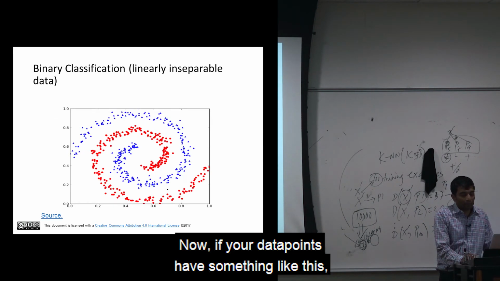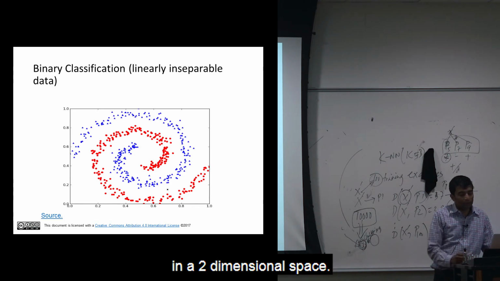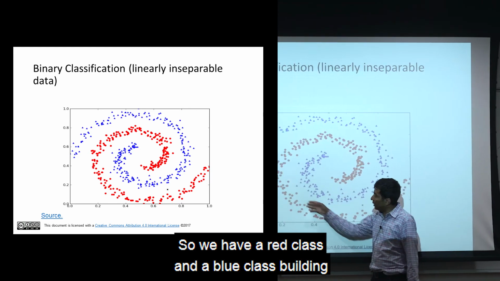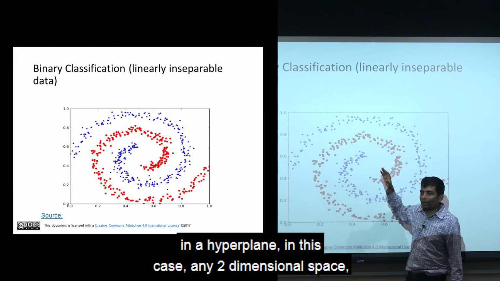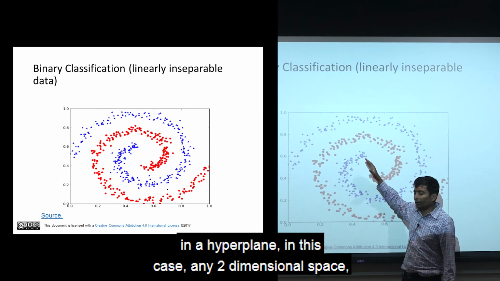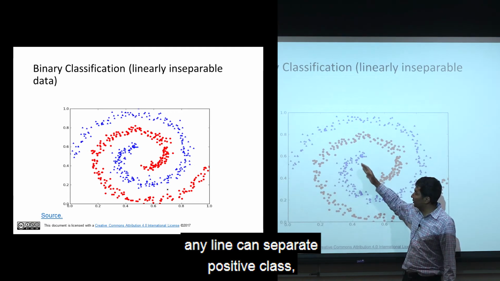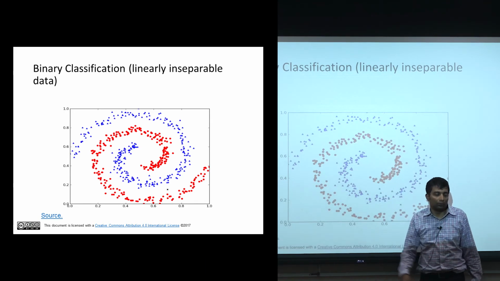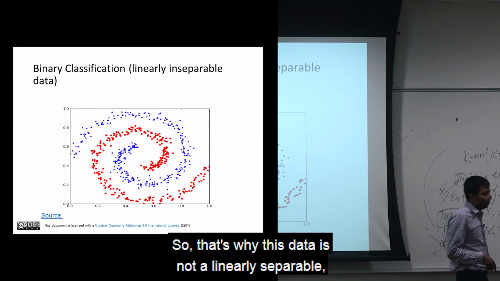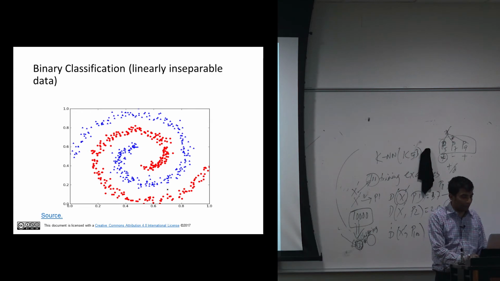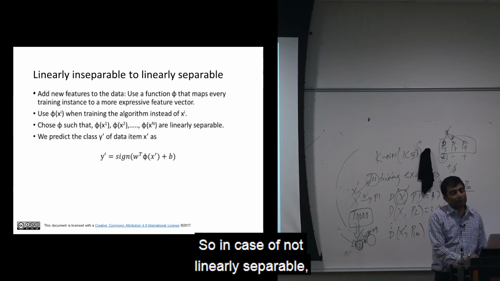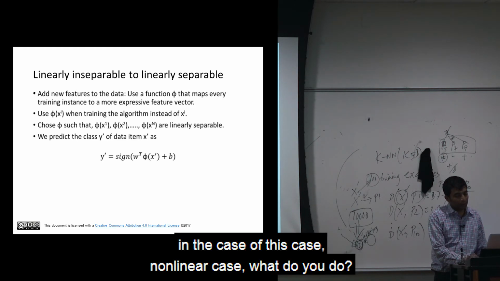Now, if your data points look like this in a two-dimensional space, with a red class and a blue class, do you think any hyperplane, in this case any line, can separate the red class from the blue class? The answer is no. So this data is not linearly separable, it's linearly inseparable. In this non-linear case, what do we do?